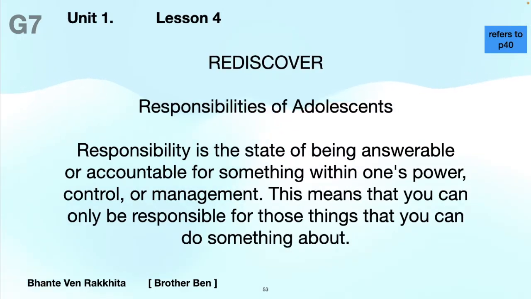Okay, so moving on then to rediscover. So now we're at the top of page 40. Responsibilities of adolescence. Responsibility is the state of being answerable or accountable for something within one's power, control, or management. This means that you can only be responsible for those things that you can do something about.